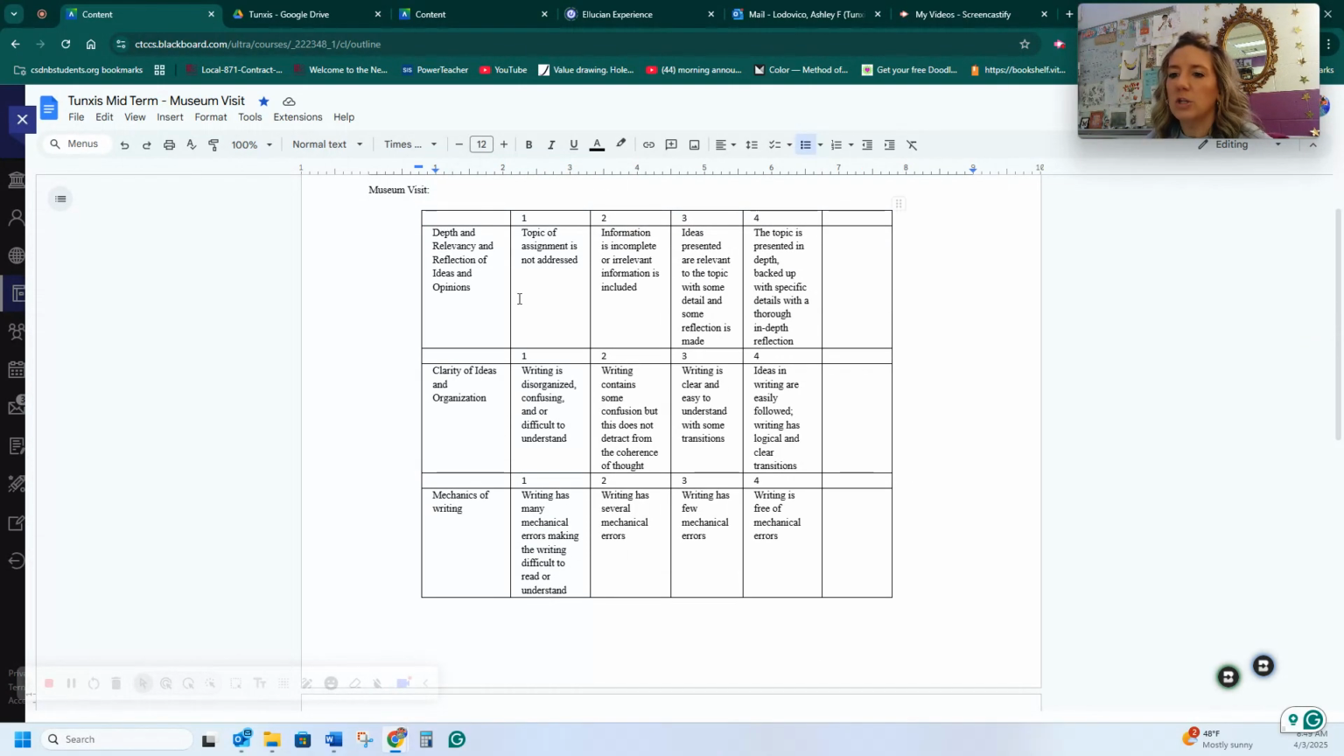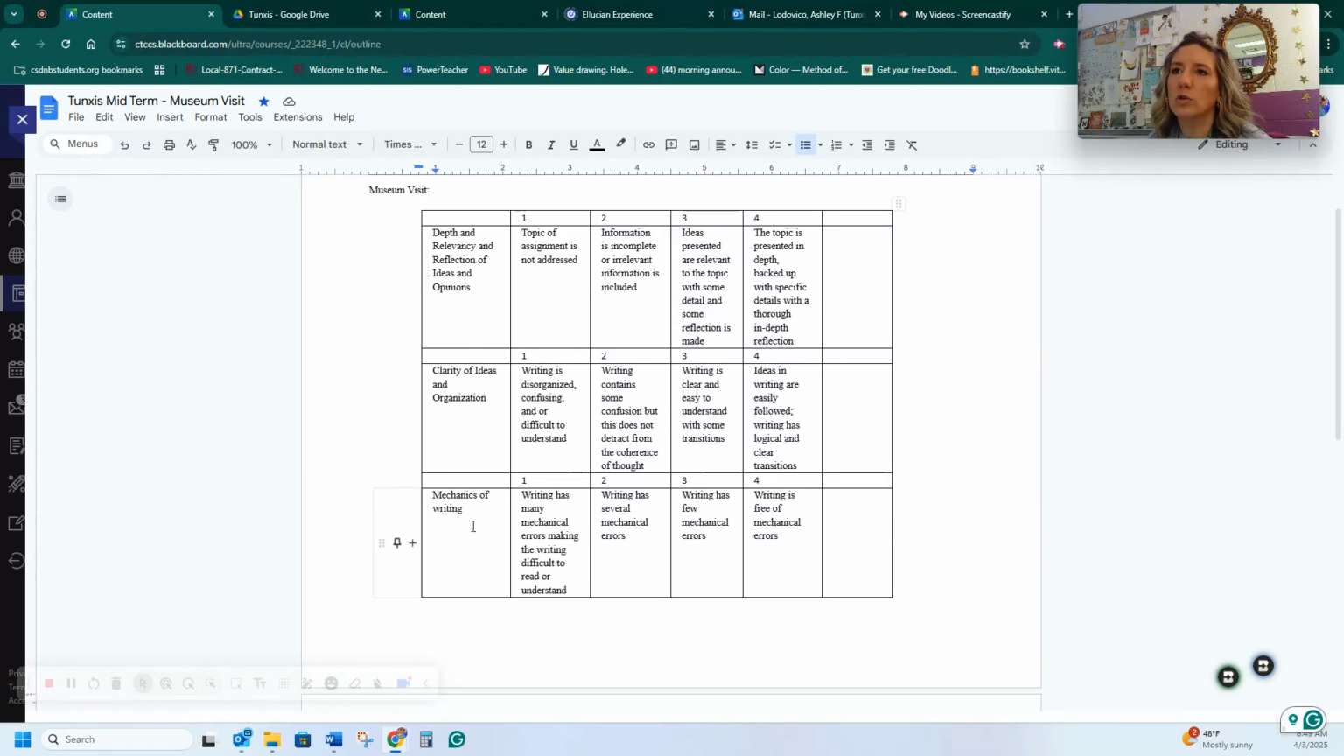The way I'm going to grade you is right up here. There's only 3 sections. I'm going to grade you on the depth and relevancy and reflection of the ideas and opinions. I'm going to grade you on the clarity of your ideas and the organization of those ideas, and then the mechanics of writing. This is not an English class. This is an art appreciation class, and it's a lecture class.